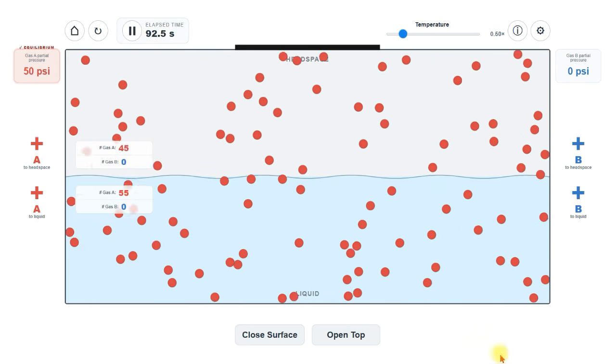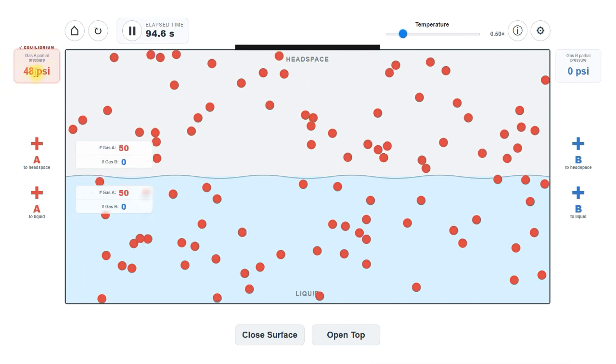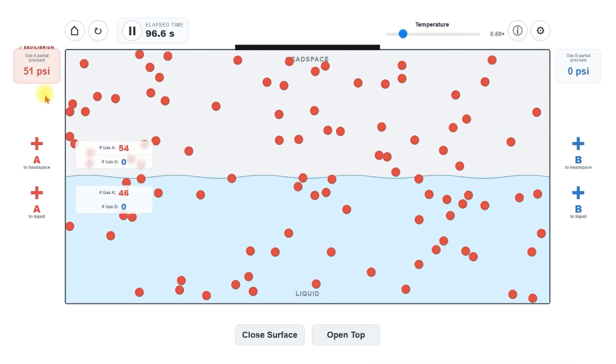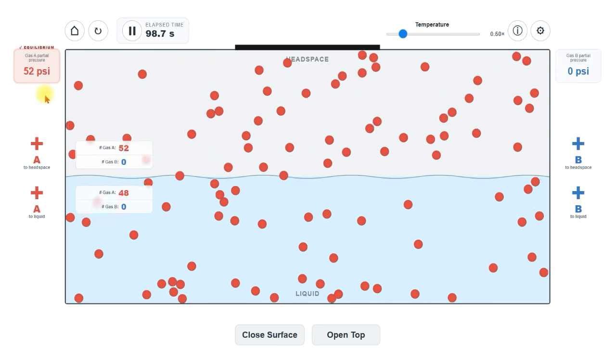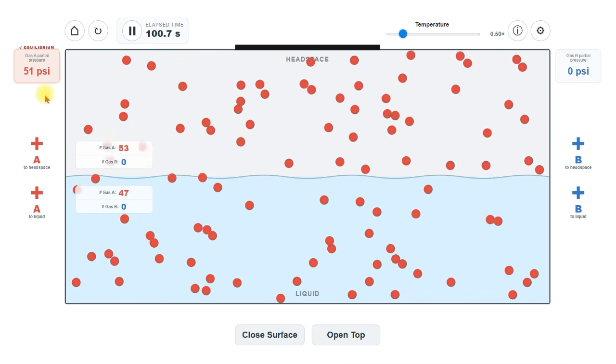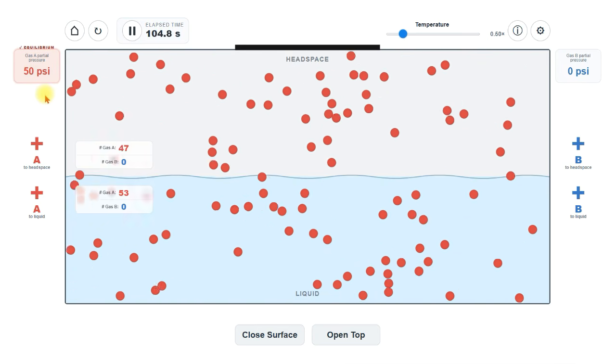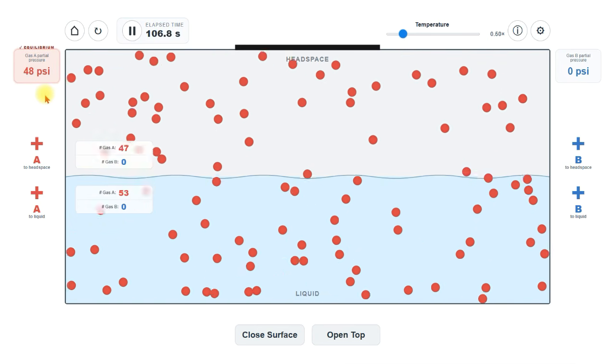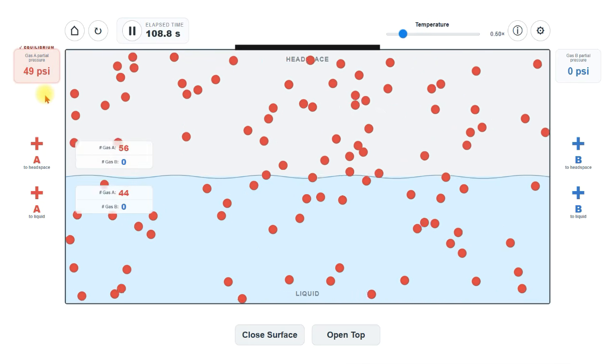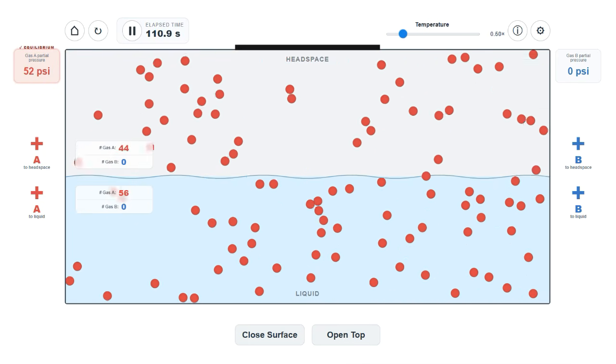The thing I want you to realize here is that at equilibrium, where this pressure here is essentially the same from moment to moment, it's not that nothing is happening. A great deal is happening. Many molecules are moving from liquid to gas, and many molecules are moving from gas to liquid. It's just that at equilibrium, those two rates are equal.